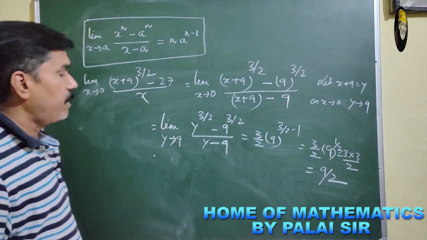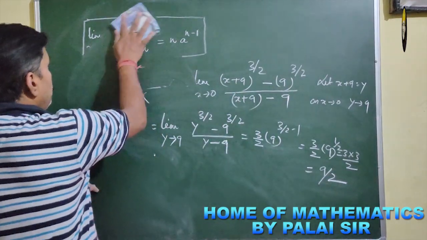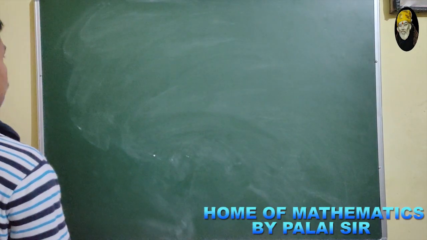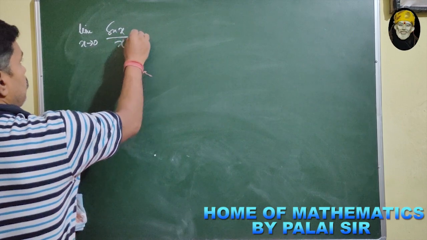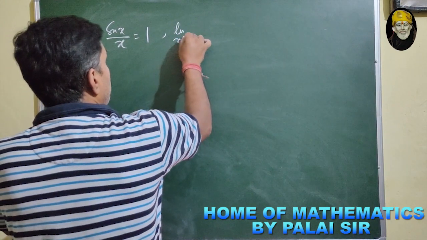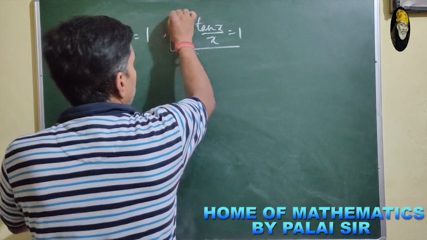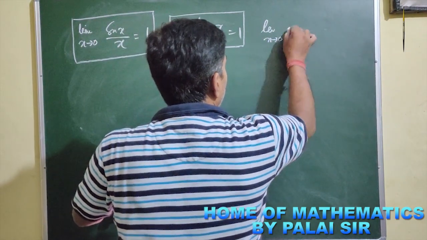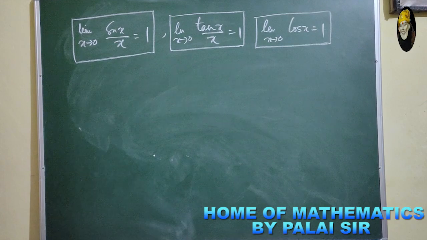How to use the formula x to the power n minus a to the power n divided by x minus a. Similarly, we are taking another formula, that is limit x tends to 0, sin x by x, this you are getting 1. In trigonometry you will get 3 different formulas. Another formula is limit x tends to 0, tan x by x, this also you are getting 1. This is one formula. This one is another formula. And the last one is limit x tends to 0, cos x, this also you are getting 1. Here it is only cos x.